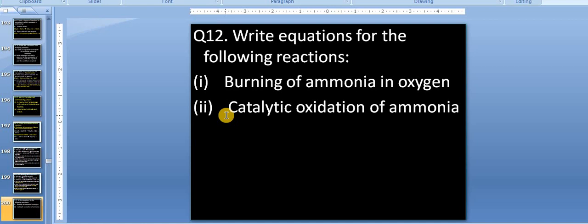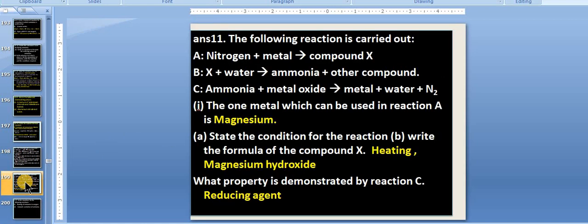Burning of ammonia in oxygen. Second is oxidation. Normally burning is also oxidation, but there is no catalyst. Here a catalyst is there. Previous slide. Okay, please check. Any other doubt is there?